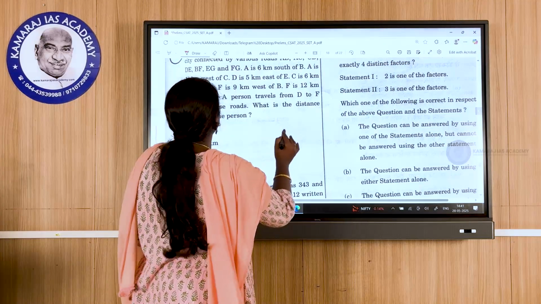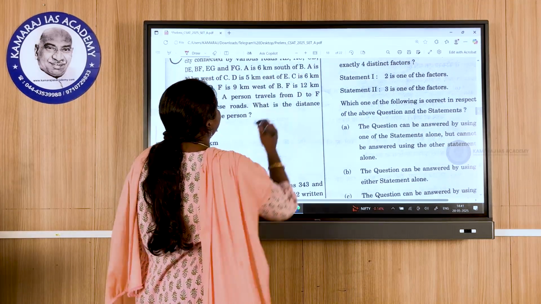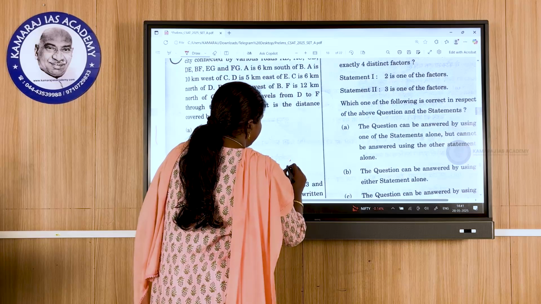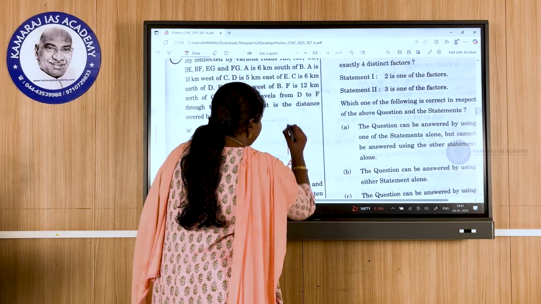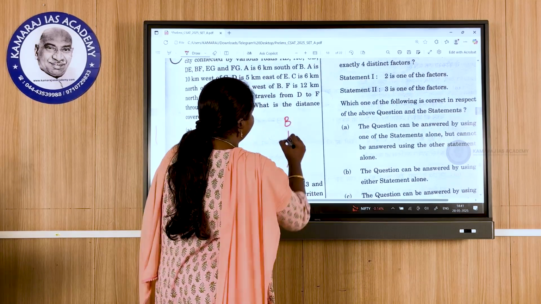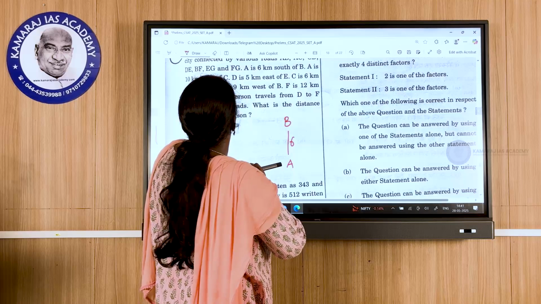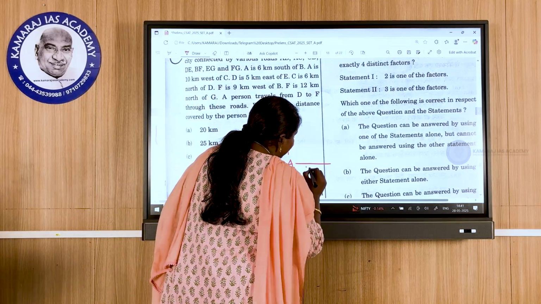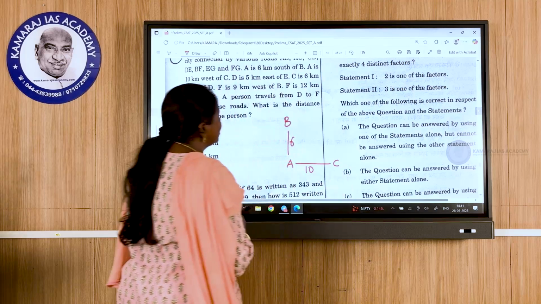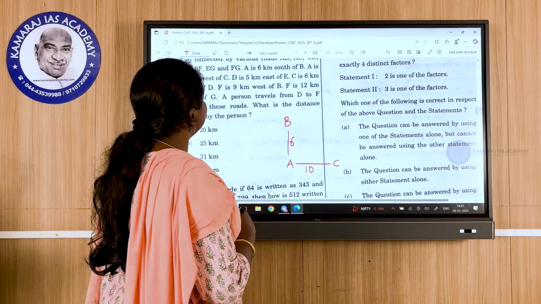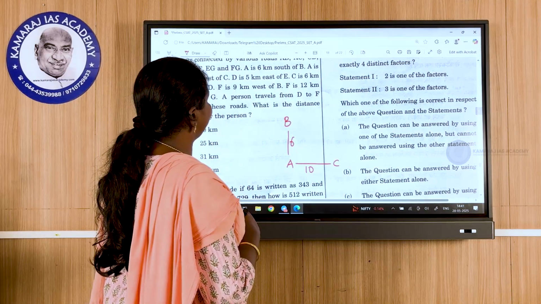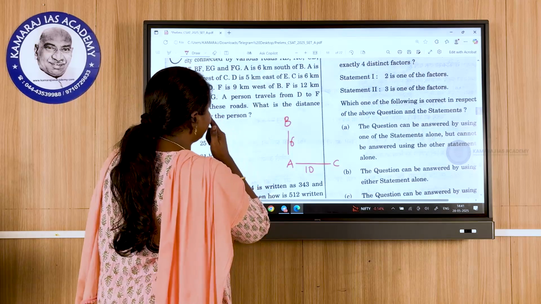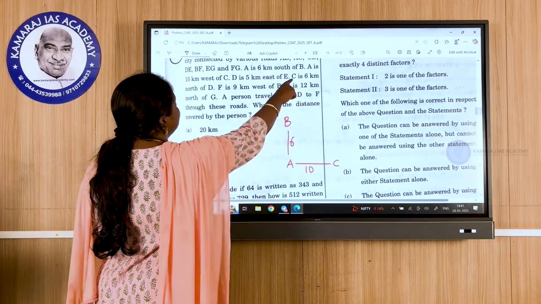A is 6 kilometers south of B. And then A is 10 kilometers west of C. Then D is 5 kilometers east of E. But I don't know anything about D and E, right? And go for the next statement.